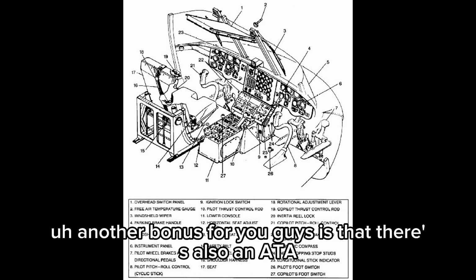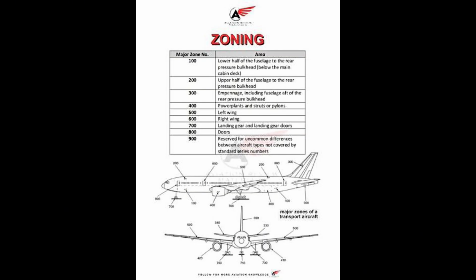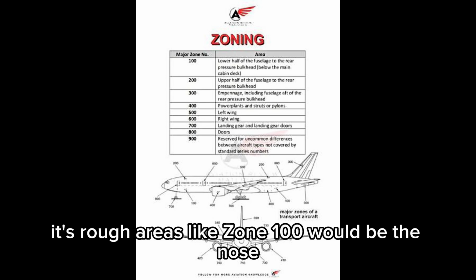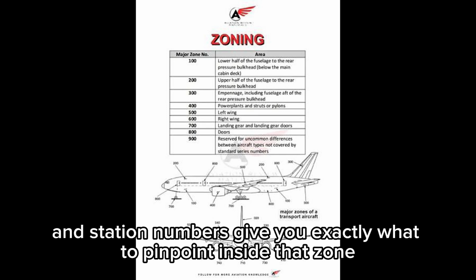Another bonus for you guys is that there's also ATA zoning from the ATA 100 spec. This is different. It's rough areas: zone 100 would be the nose, zone 500 is the left wing, zone 600 is the right wing, and station numbers give you exactly what to pinpoint inside that zone.